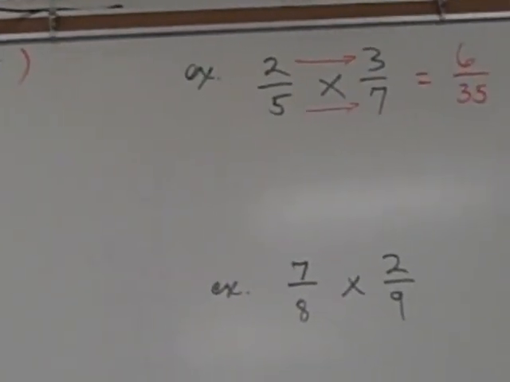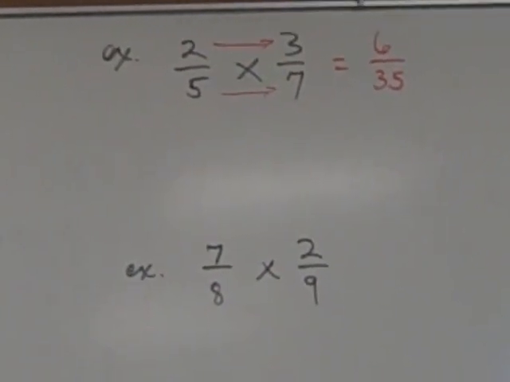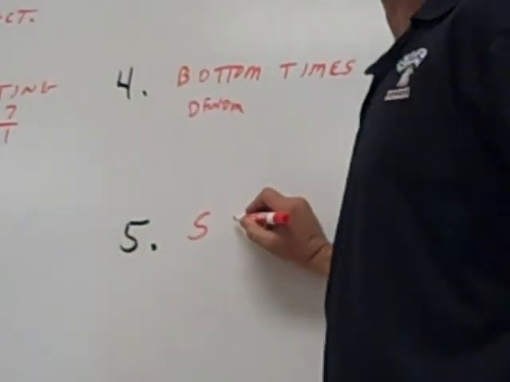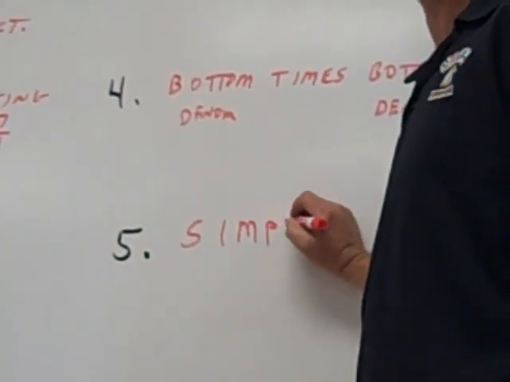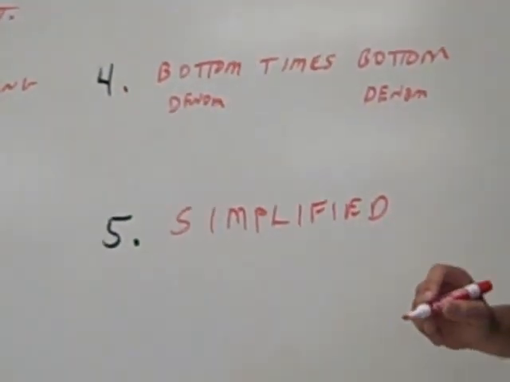Man, this stuff's hard. 35. Simplify. What do you think step 5 is? Simplify. When we're dealing with fractions, at the very end, we always make sure it is simplified.